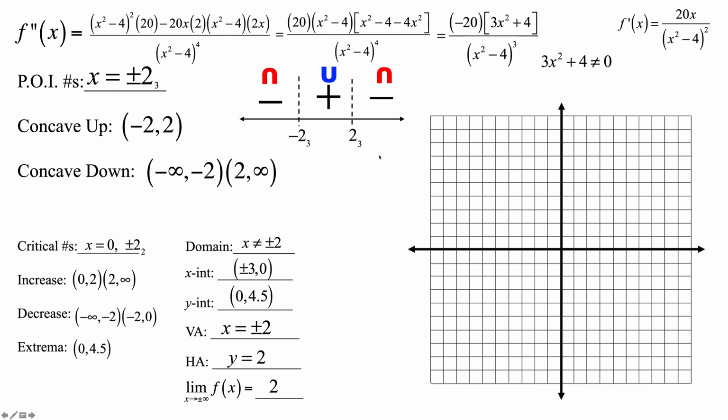All right, so let's plot our points here and our asymptote lines. So our asymptote line right here, we said horizontal asymptote y equals 2. We have one at negative 2, positive 2. Throw in our x-intercepts, negative 3 and positive 3. 4.5 for your y-intercept. All right, so everything to the left of negative 2 said it had to concave down and decrease.